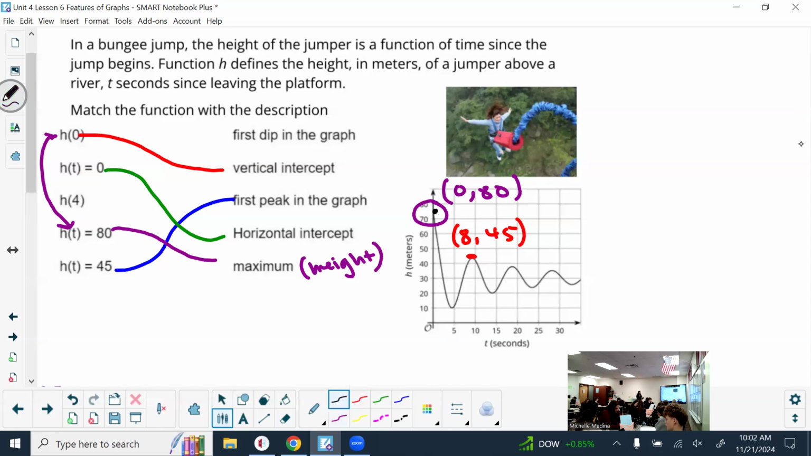So then, by process of elimination, this one must go with the first dip in the graph. So what's the difference between peak and dip? That does look like an input of 4. Right, so that's our first dip.